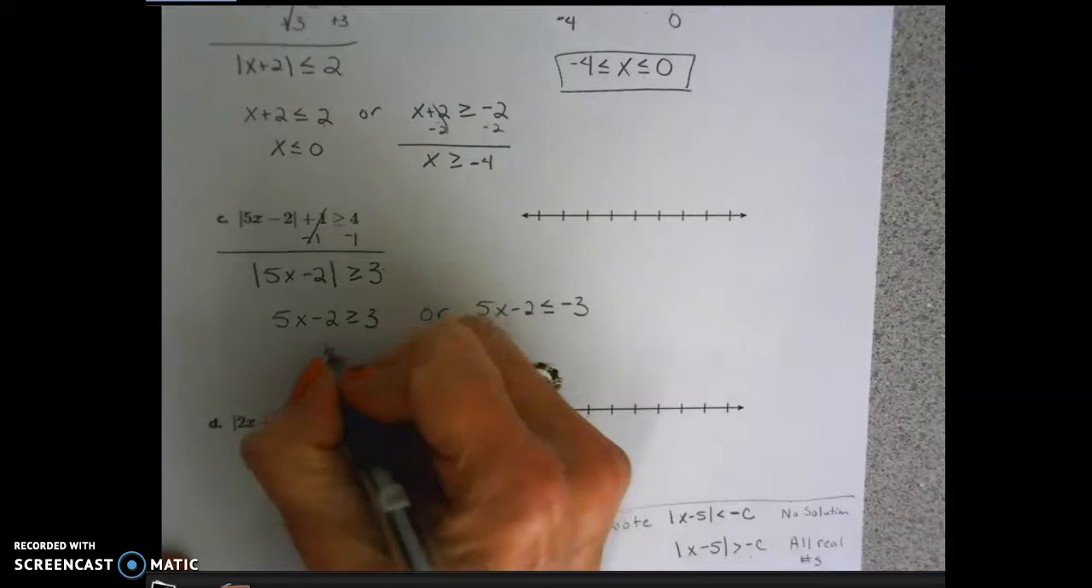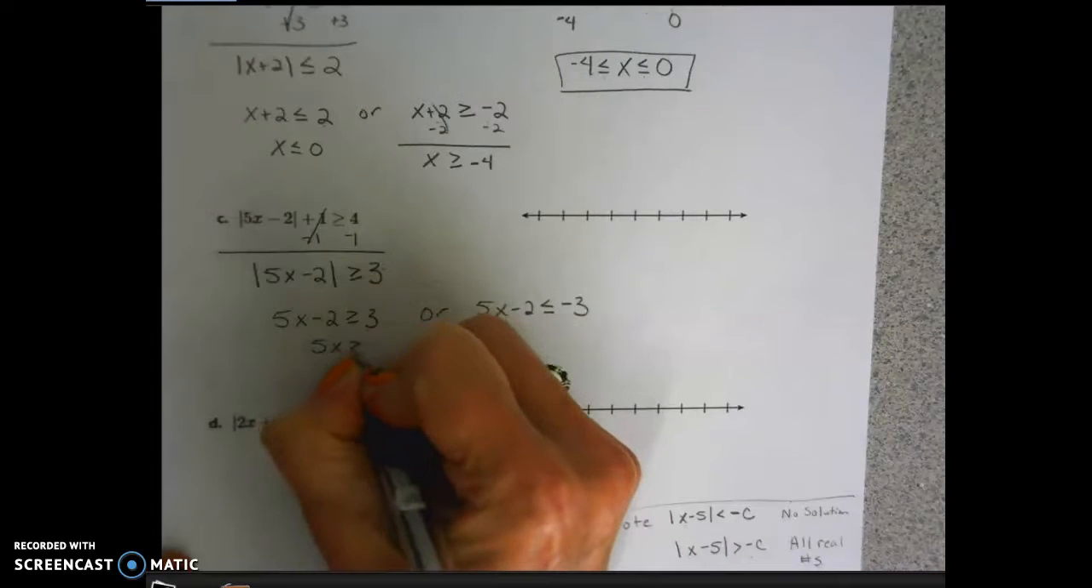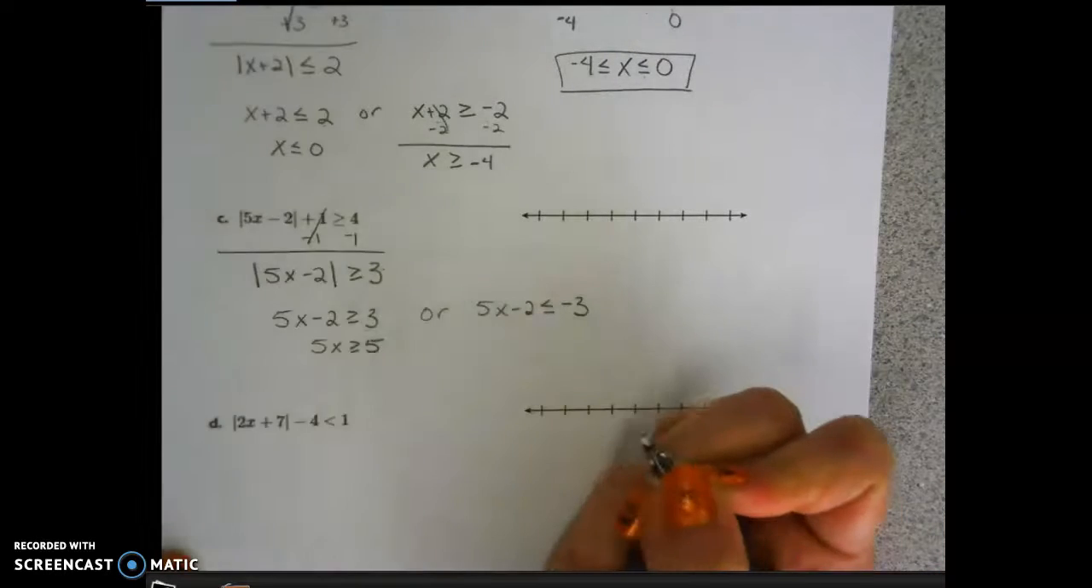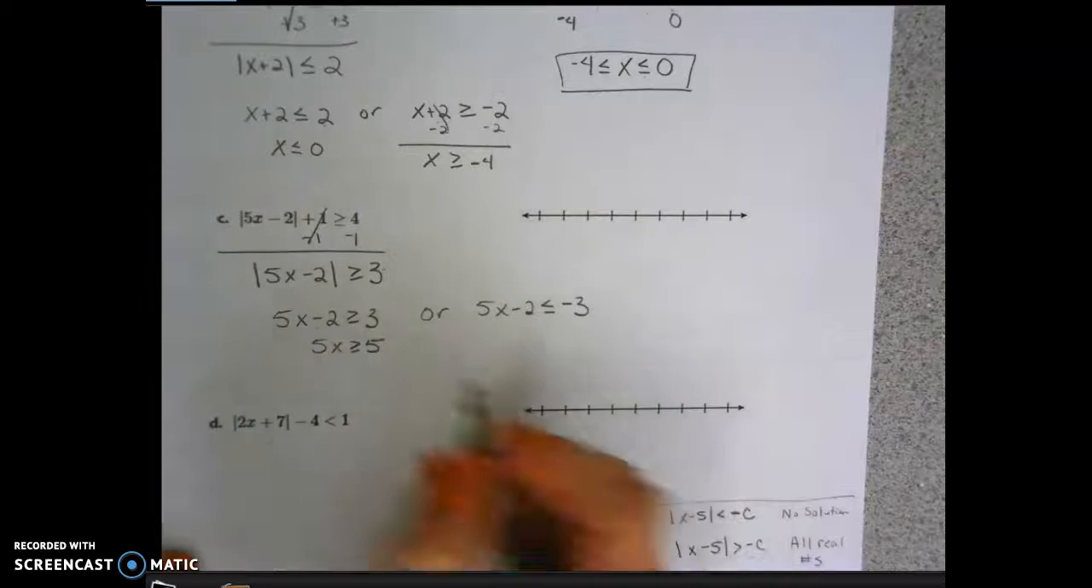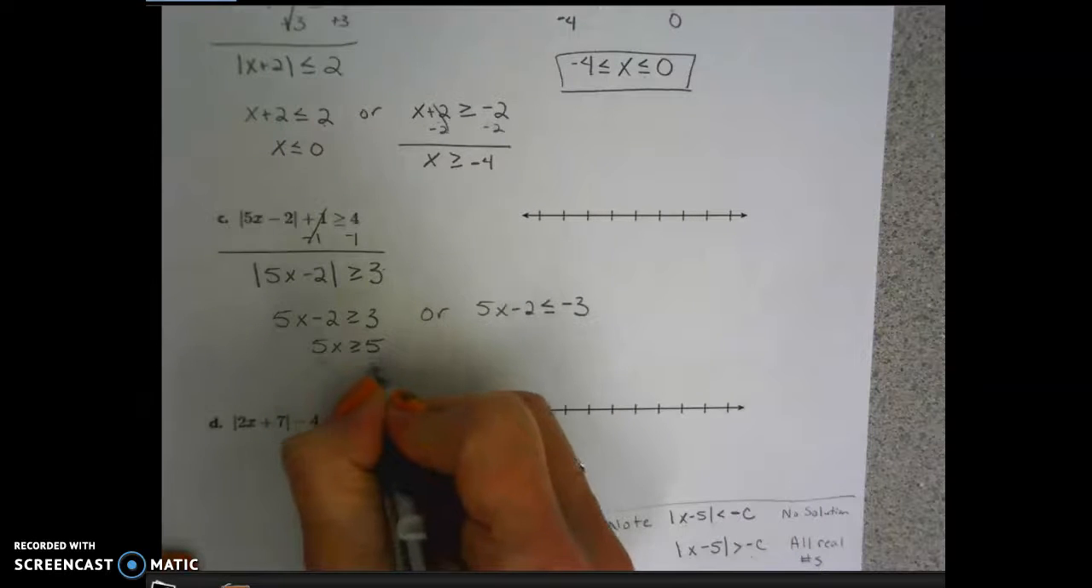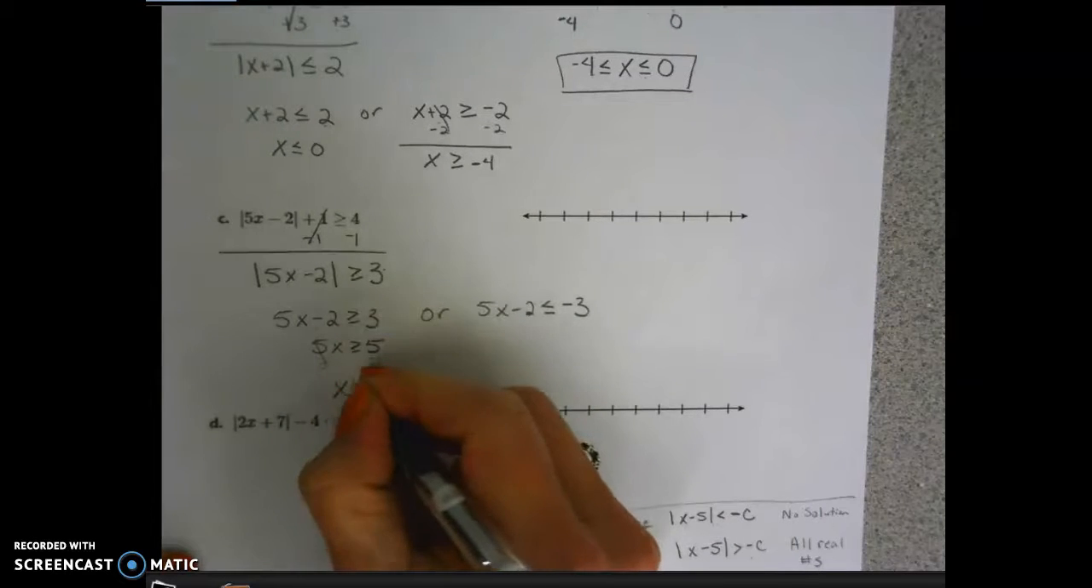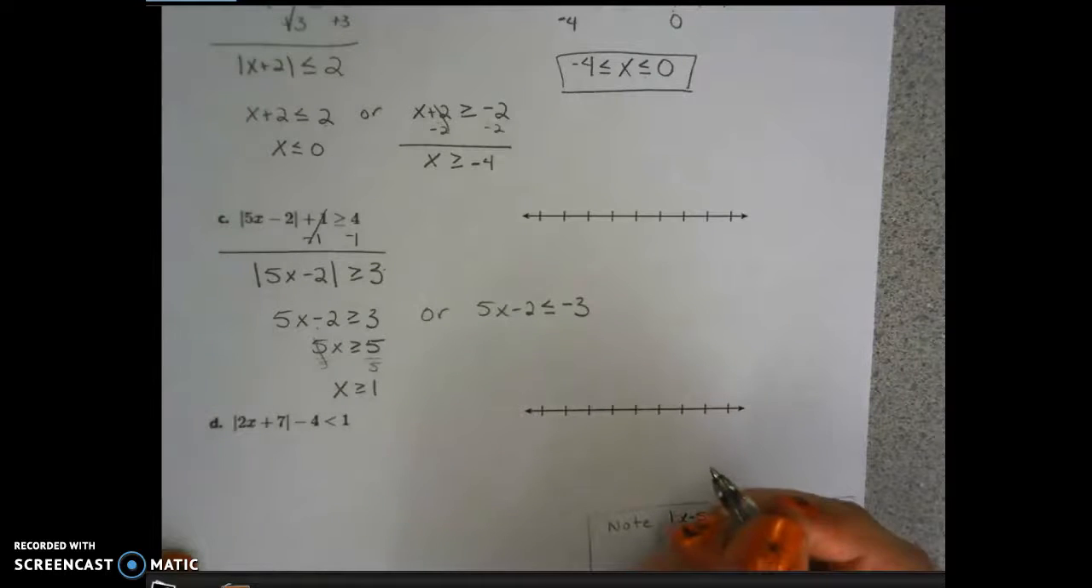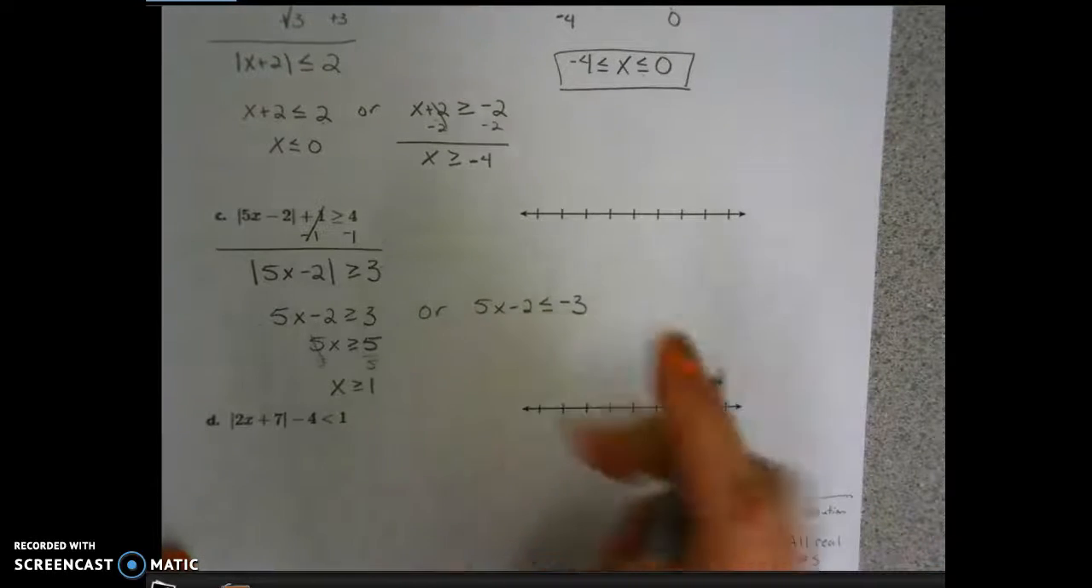Solve the inequality. We're going to add 2 to both sides. I get 5x is greater than or equal to 5. If I just add 2, and then we'll divide out our 5, x can be greater than or equal to 1. Let's see what happens over here.